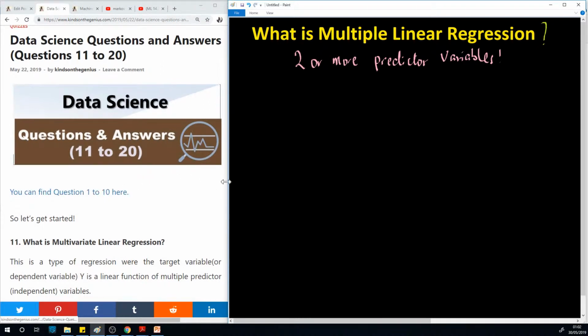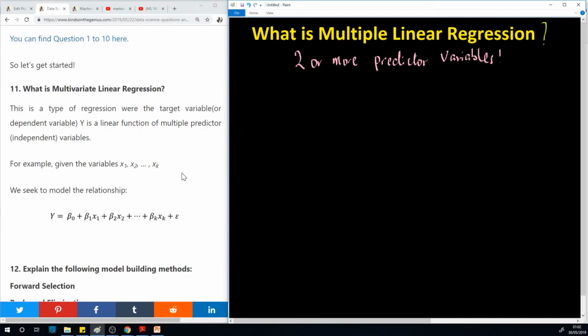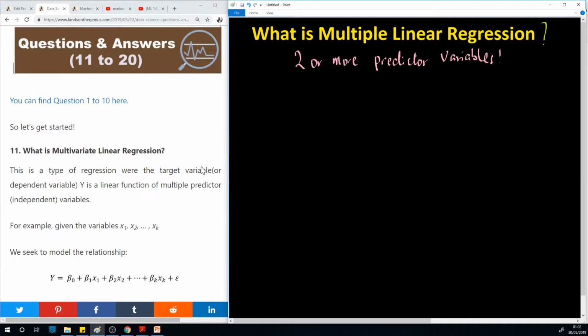You can also find question 1 to 10 in this place. So basically this is for you to understand the concept and be able to explain it in your own words using minimal diagrams and notations.